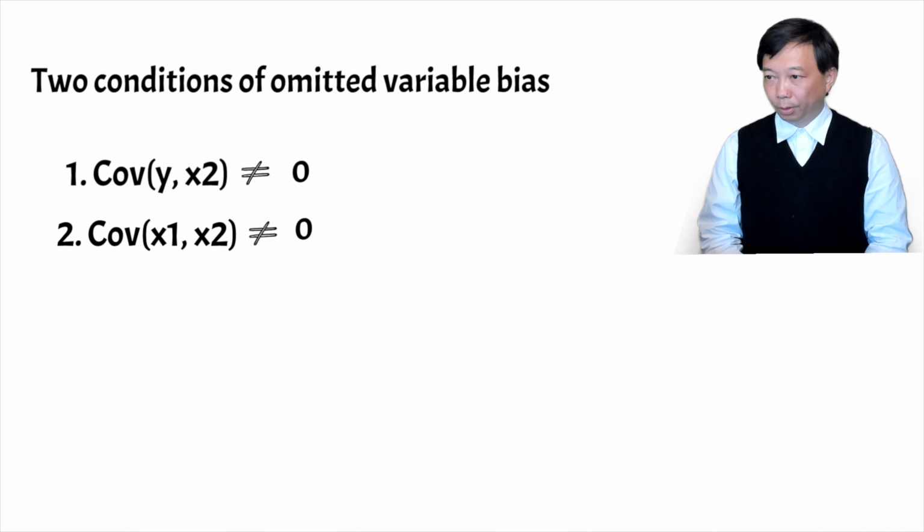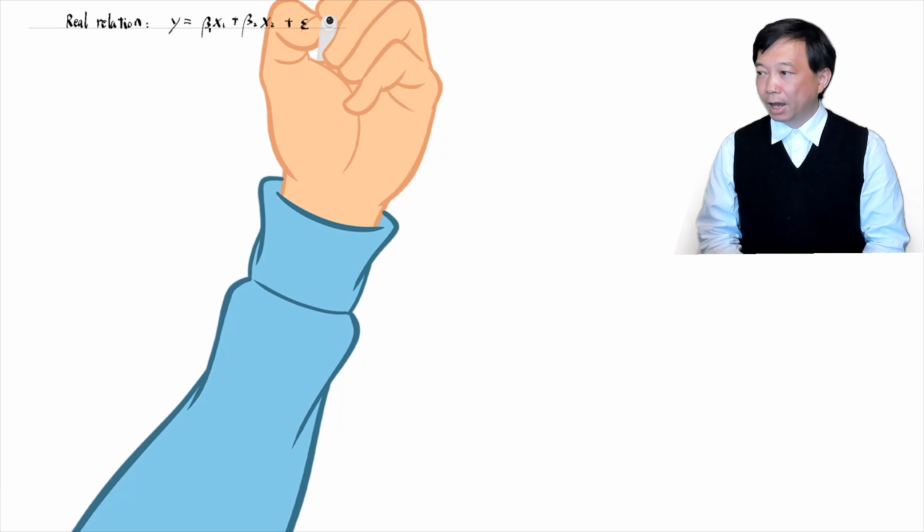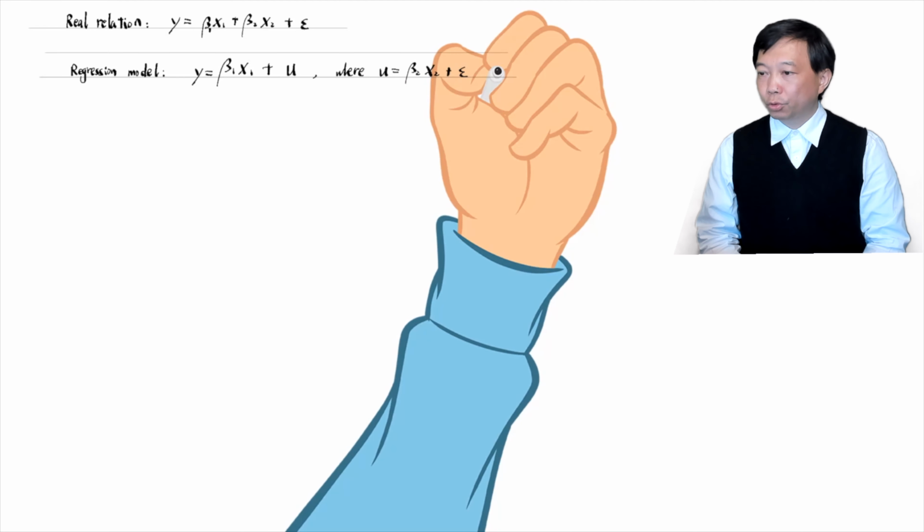The derivation of the omitted variable bias is as follows. Suppose the true relation is that y is a function of x1 and x2. However, we only observe y and x1. x2 is unobserved or unmeasured, or we just forget to add it to the model. We regress y on x1. In the regression model, the error term mu contains two terms, the omitted variable x2 and the error epsilon.